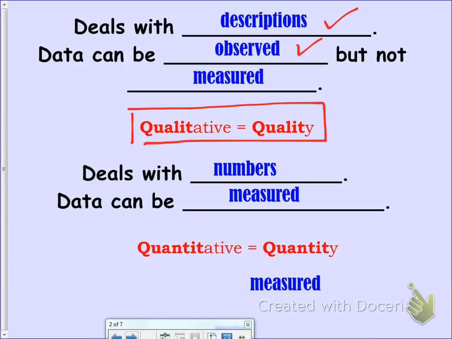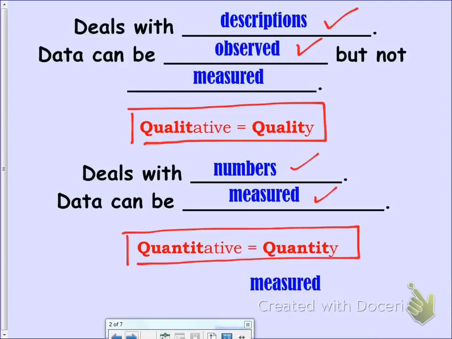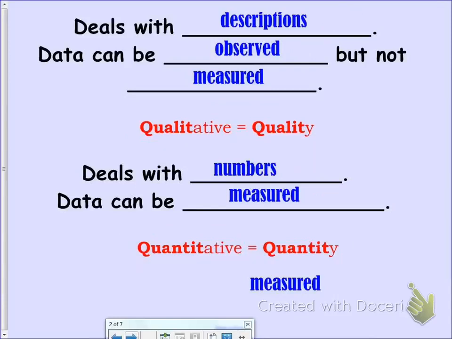Versus quantity, which deals with numbers, and it can be measured. So we're talking right here, quantitative stands for quantity. So qualitative is the adjective form of quality. Quantitative is the adjective form of quantity. So the big thing that we want to talk about is how do we compare these two?